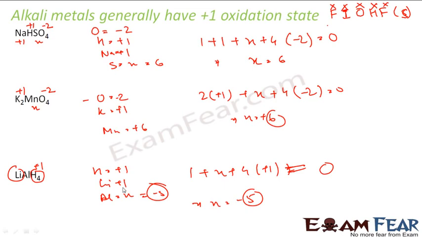Correct. But is this correct? Do you think aluminum is -5? There's something wrong here. Let's revisit things. Fluorine, free rule we can't apply. Ion rule we can't apply. Oxygen, there is no oxygen. Hydrogen, remember there were some exceptions. In the case of hydrides, it was -1, not +1. Correct? This is not +1, this is -1.